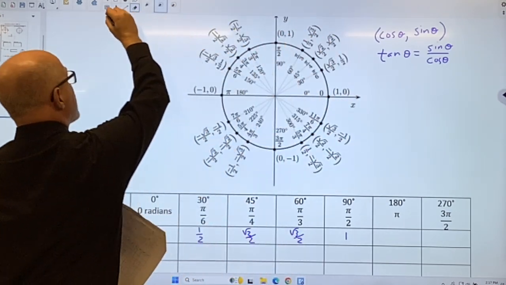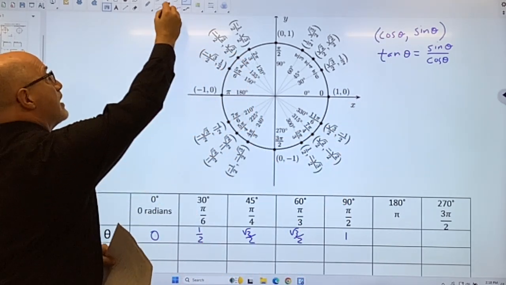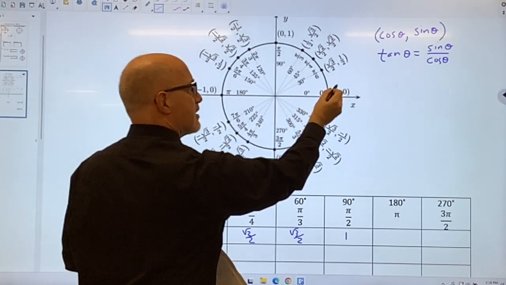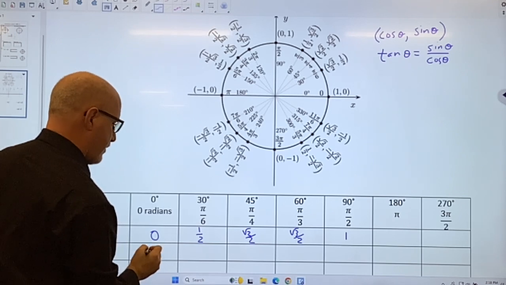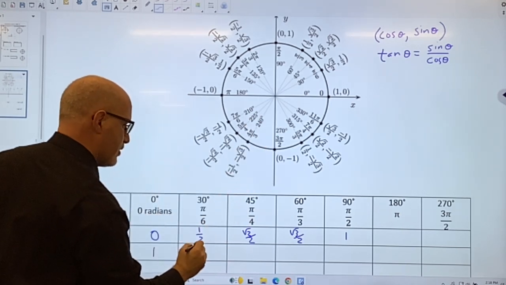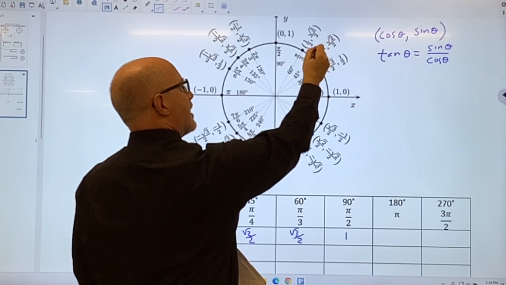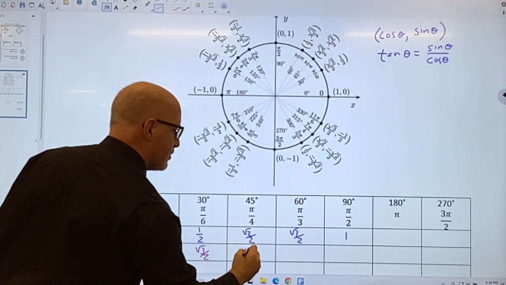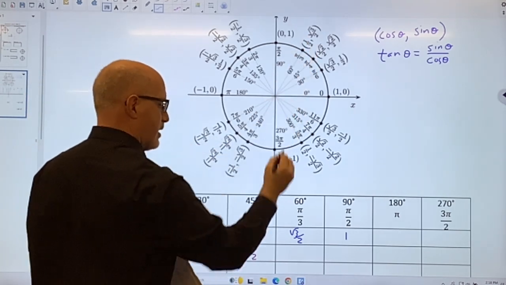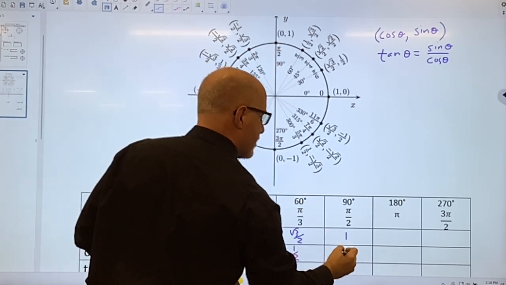So cosine relates to the x value of our ordered pairs. So as we go through these, we're going to start with cosine of 0 degrees. That's the 1 here. So 1 would be for cosine. Next, cosine of 30 degrees is square root of 3 over 2. We're going to do 45 next. Cosine of 45 is square root of 2 over 2. We'll do cosine of 60 degrees, that's our x value here, which is 1/2. And then cosine of 90 degrees is equal to 0.